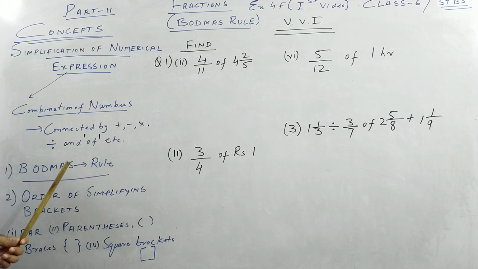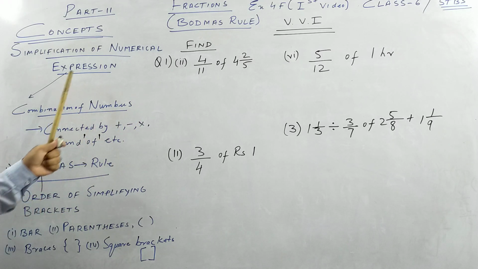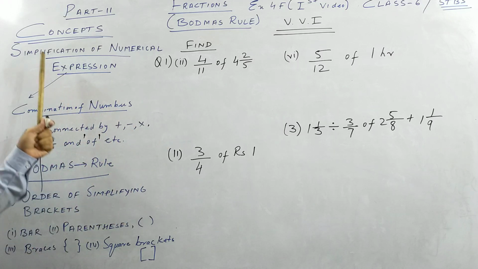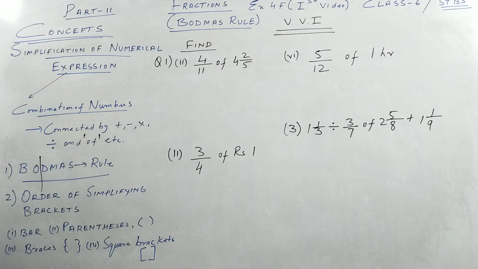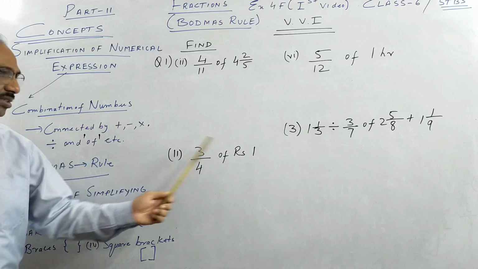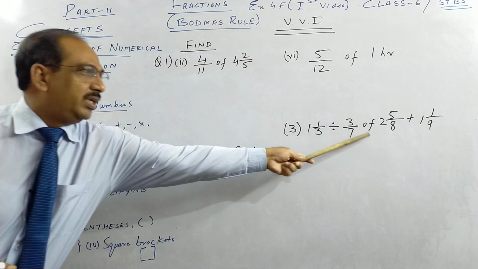If you see my earlier video, in the beginning chapter I did whole numbers. In the second part of whole numbers, we had the DMAS rule. I taught you there what is the DMAS rule, and at that time I also told you we will have BODMAS later on. So the BODMAS rule we follow to simplify numerical expressions. This is our concept for today: we simplify numerical expressions, which are nothing but combinations of numbers connected by signs in between.